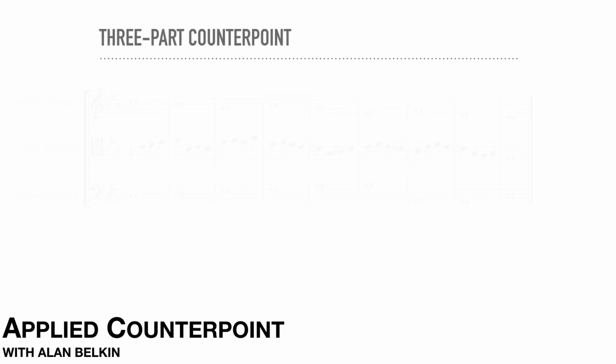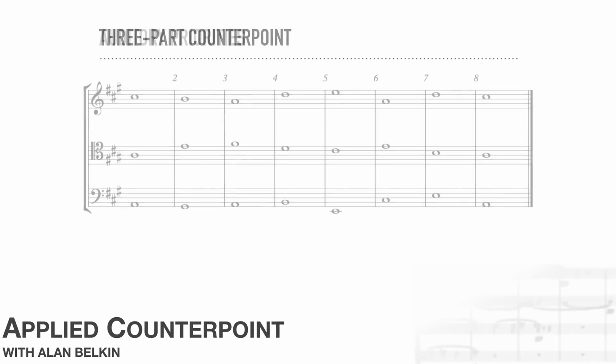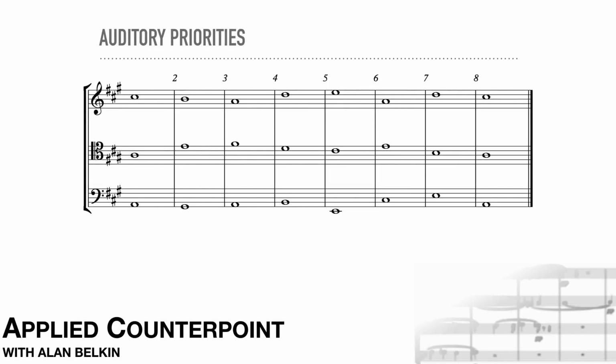This brings up the question of auditory priorities. It's impossible to pay equal attention to many things going on at the same time, so the composer needs to know where the focus will be at any given moment. In the case of first species, since all the 3 parts will now be in whole notes, the lines which are easiest to hear are, in order of priority, the top part, the bottom part, and the middle part.